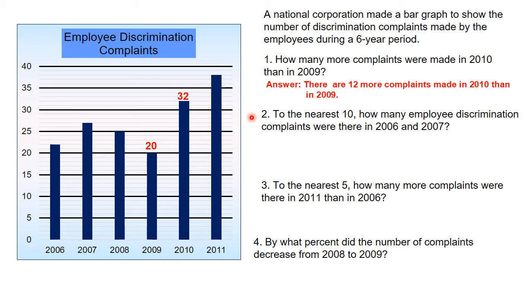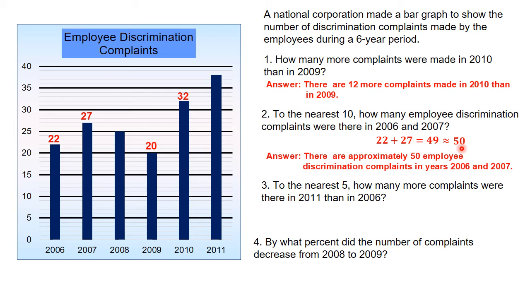Number 2. To the nearest 10, how many employee discrimination complaints were there in 2006 and 2007? So 2006 has 22 and 2007 has 27. Altogether in 2006 and 2007, we add 22 plus 27 equals 49. Since we are trying to find the nearest 10, that is approximately 50. There are approximately 50 employee discrimination complaints in years 2006 and 2007.